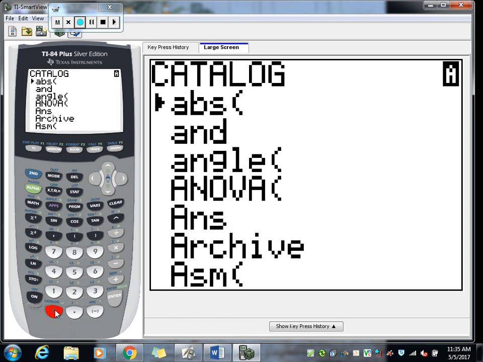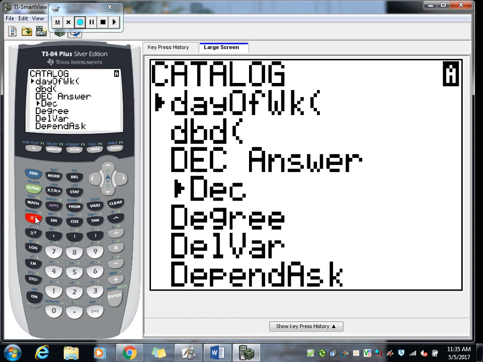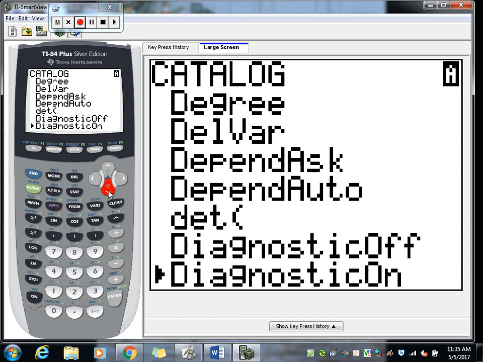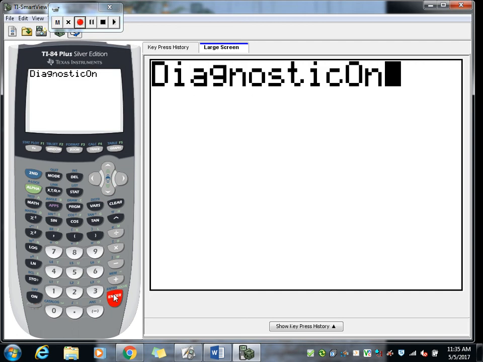Second 0 so that we're in our catalog. If you push this button right here, x to the negative 1, that's going to skip us down to the letter D's, which makes our search a little bit faster. And we're looking for the one that says diagnostics on. There we go. So there's my diagnostics on. So I'm going to hit enter and select it. And then hit enter again so it says done.